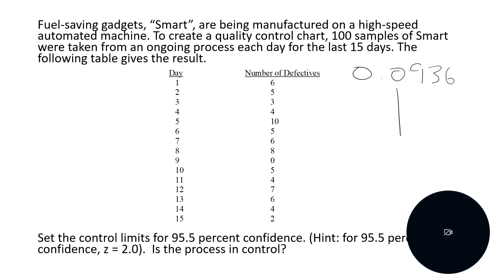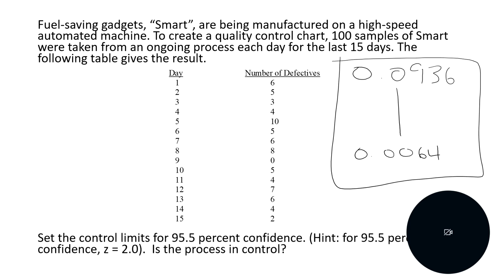So last time I solved, we found the upper control limit as 0.0936 and the lower as 0.0064. So everything we want to be in this range will tell us it's in control, and if it's out of that, then that might mean it's not in control. So that might mean maybe something's wrong with the machine or operator error, so on.